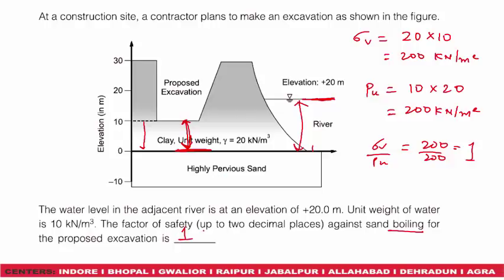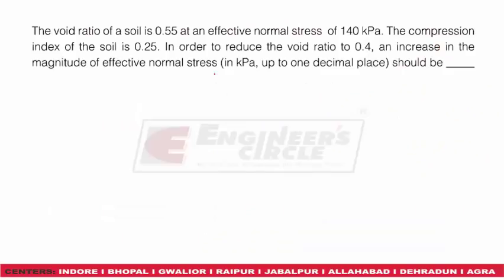The next question is: the void ratio of a soil is 0.55 at an effective normal stress of 140 kPa.